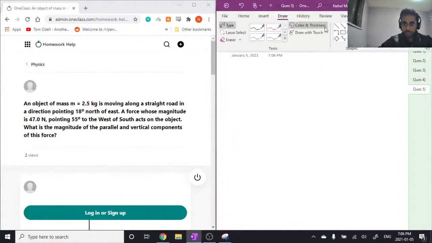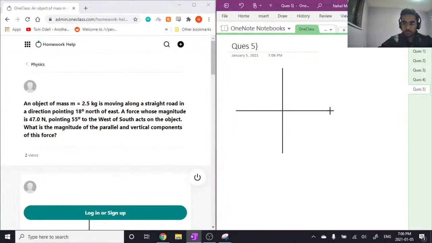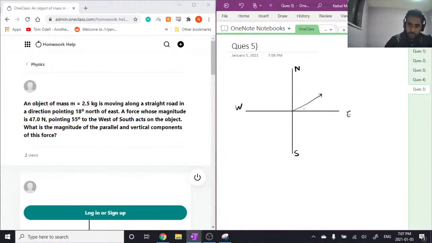Okay, well, let's first draw this scenario. Let's mark down our 4 directions. So north, south, east, and west. So the object is initially moving on a straight line pointing 18 degrees north of east. So the way you think of that is you would be traveling east, but then you go north. So you go 18 degrees north. So this angle is 18 degrees.